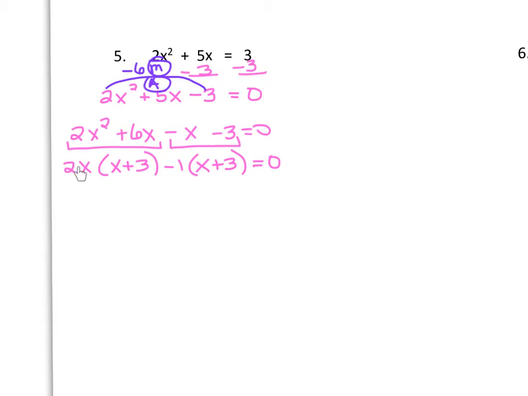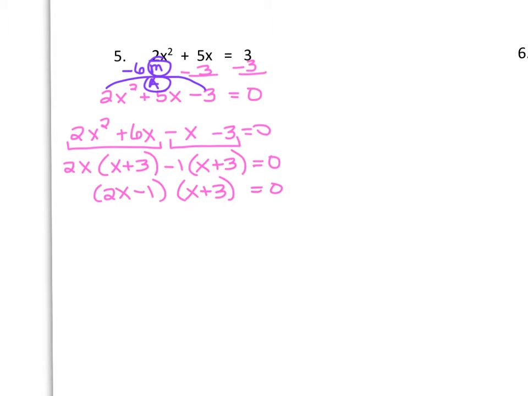Okay, so now we're just going to take what's in front of these parentheses and group them together as one of our factors. And then we're going to bring down the x plus 3 as our other factor and the equals 0. So now that we have this in factored form, we can solve. You're going to take each one of these factors and set them equal to 0.